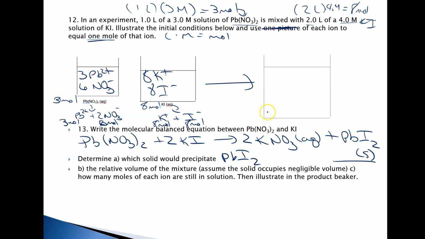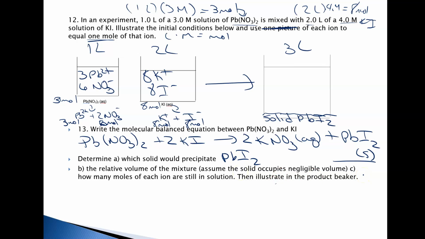Okay, so at the bottom down here, we have solid PbI2. The relative volume of the mixture, assume the solid occupies negligible volume. Well, if I had 1 liter here and 2 liters here, this will be 3 liters. And then how many moles of each ion are in solution, and illustrate in the product beaker.